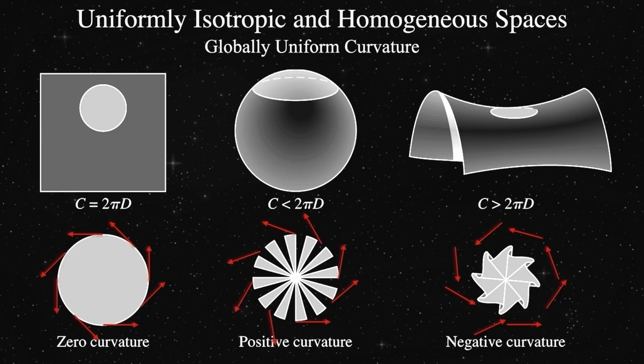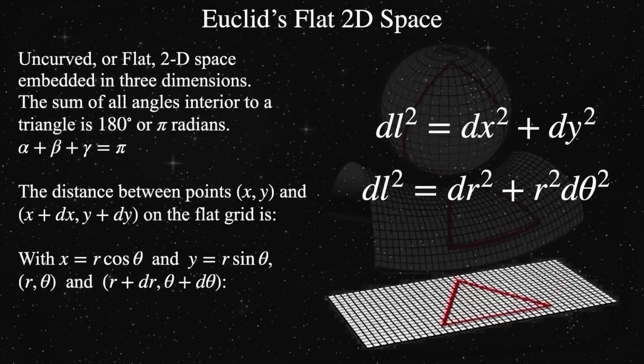Again, curvature is defined to be the change in rotation of a tangent arrow in the space as it traverses a closed loop. Let's look at each of these spaces in turn in greater detail. Let's start by looking at two-dimensional spaces. And we'll also exclusively look at homogeneous and isotropic spaces.